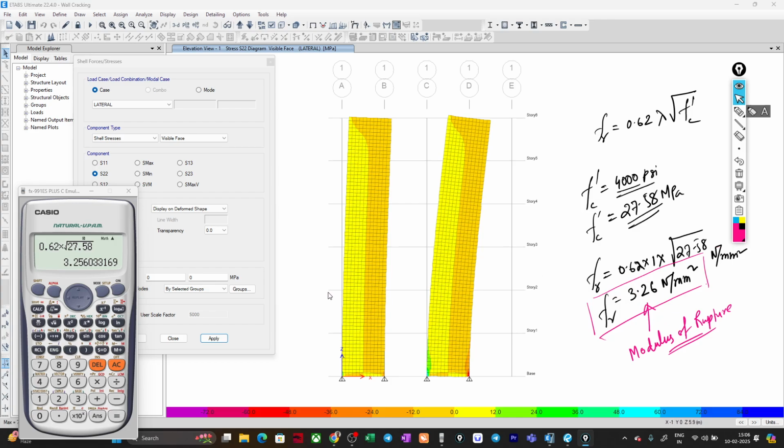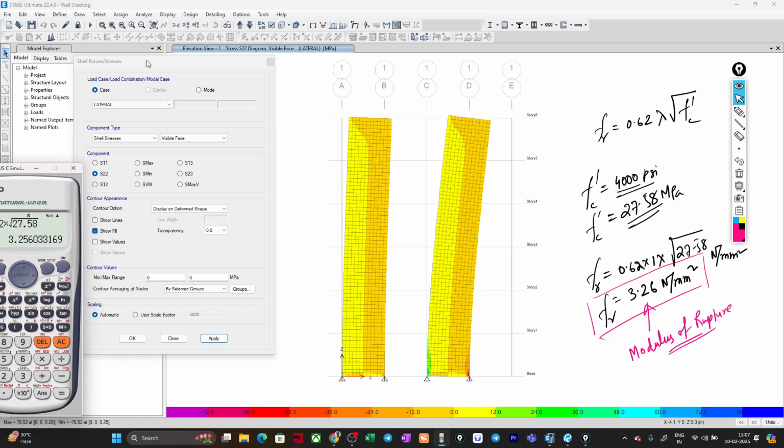So that means we need to reanalyze the wall considering 0.35 times Ig only for these two stories. The rest of the stories will be analyzed for 0.7 times Ig. Correct? In this case, it starts from here, and up to a considerable height it is more than 3.26, and after this it is reducing to less than 3.26. Now, seeing this in the contour is very difficult, right?